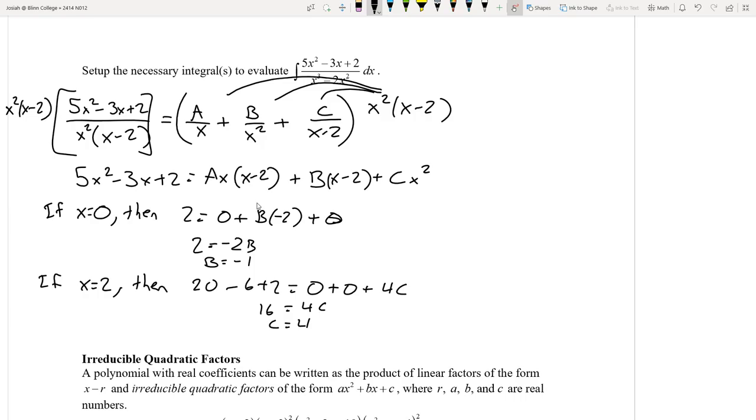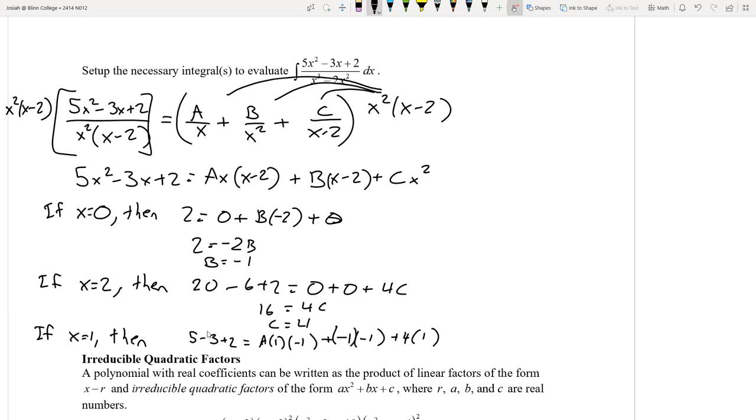And so now if we're looking at how can we maybe get a by itself here, there's not going to be anything that we can plug in to get rid of b and c that wouldn't also get rid of a. On the plus side, though, we do already know what b and c are, so all we need to do is plug in some value for x that doesn't complicate things too much. So we'll go ahead and just pick any other value of x that'll keep things as simple as possible. And so if we plug in x equals 1, we get 5 minus 3 plus 2 on the left. And on the right, we'll get a times 1 times negative 1 plus, and we'll go ahead and just plug in b and c. So we have negative 1 times negative 1 plus 4 times 1.